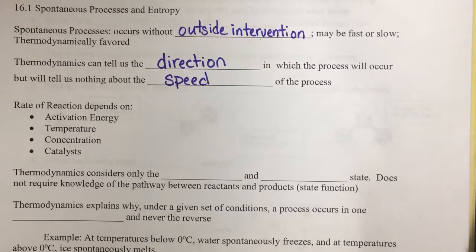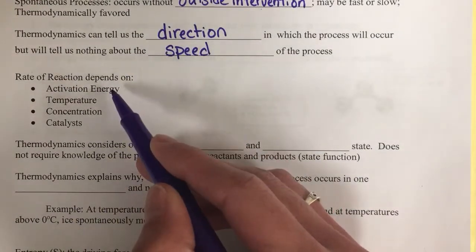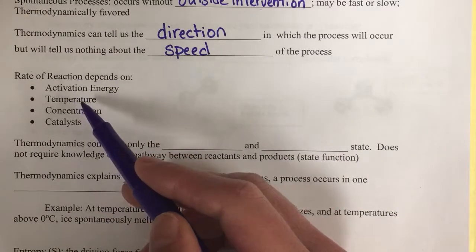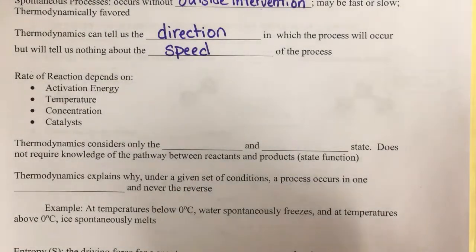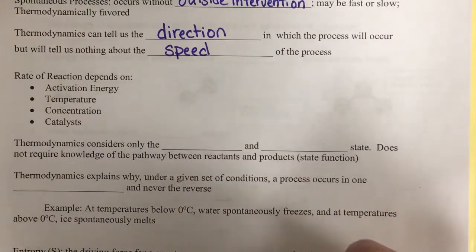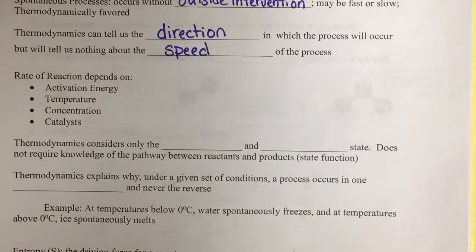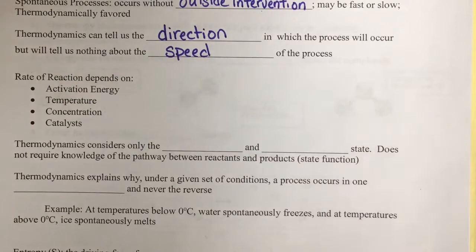The rate we talked about previously, remember, rate depends on activation energy. The higher the activation energy, the slower it's going to be. It depends on temperature. The higher the temperature, the easier it is to achieve activation energy. The faster molecules are moving, the more energy they have. Concentration, the higher the concentration, the more likely my molecules are to find each other, the more likely they are to react. And catalysts, which lower the activation energy. So all of these things affect rate. Spontaneity is not rate. Spontaneity is not speed. It just says that it will happen.